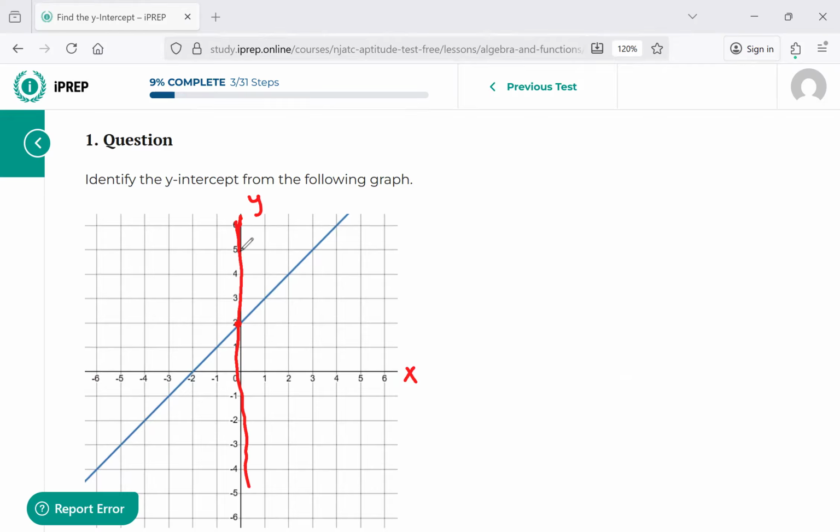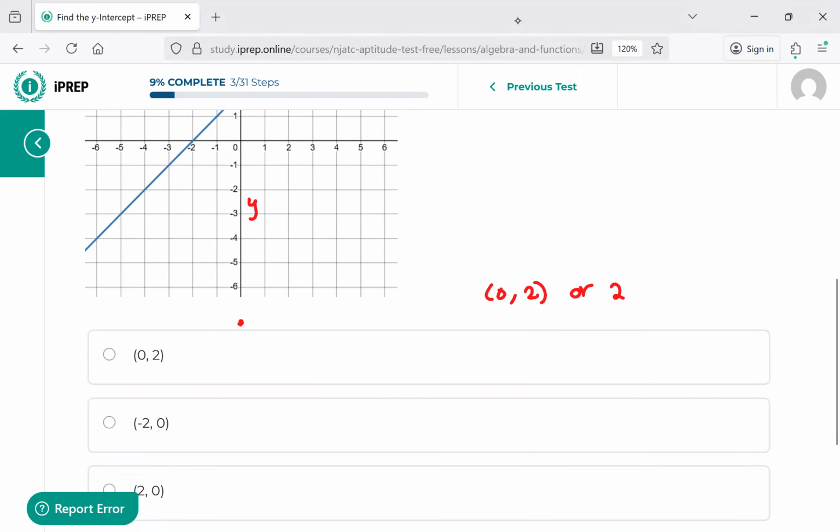Okay. So identify the y-intercept. If they give you a graph and you want to find the y-intercept, locate where it touches the y-axis. It touches at 2. You can rewrite this as a coordinate. It can also be expressed as 0, comma 2, or I don't know if they just want 2. Let's see. Yeah, so they want it as a y coordinate.